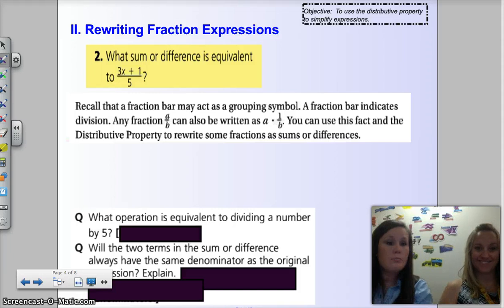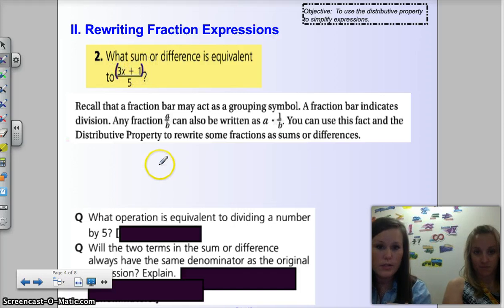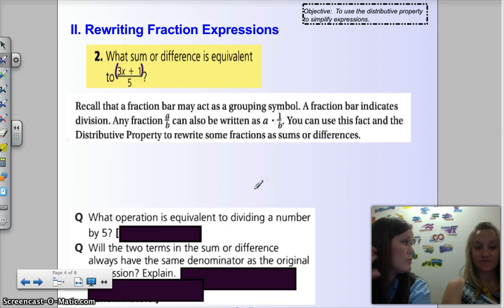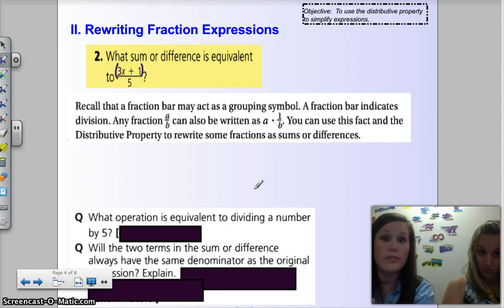All right, rewriting fraction expressions. Remember, a fraction bar acts as a grouping symbol. So the stuff on the top is in parentheses, divided by the stuff on the bottom in parentheses. You can also rewrite the fraction with the reciprocal, or the multiplicative inverse, which is shown right there in the middle of the page.